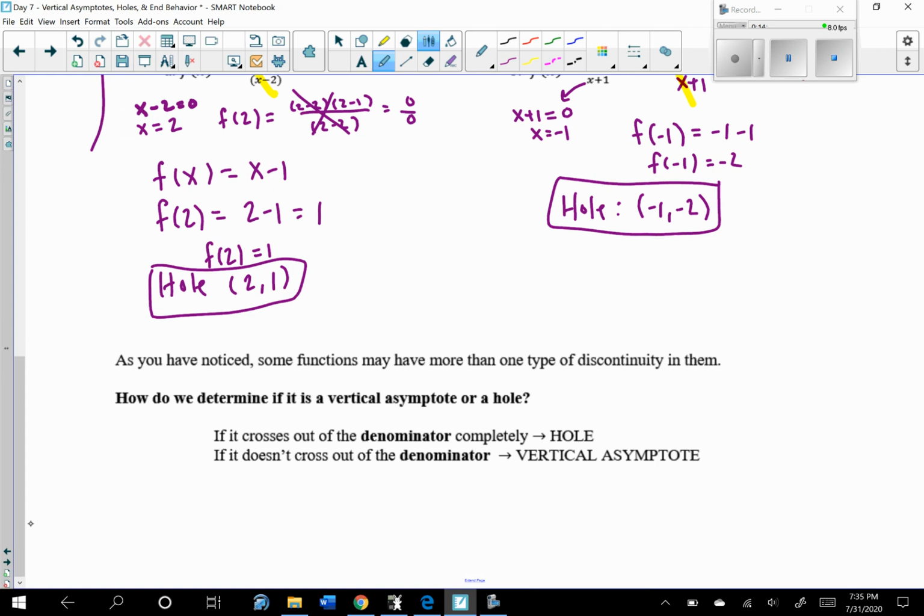As you've noticed, some functions may have more than one type of discontinuity in them. How do we determine if it's a vertical asymptote or a hole? If it crosses out the denominator completely, it is a hole. If it doesn't cross out of the denominator completely, then it's going to be a vertical asymptote. Basically, when you plug the number that makes your denominator 0 from the original equation into your simplified answer, if it still makes the denominator 0, again, it's a vertical asymptote. So let's do some practice.